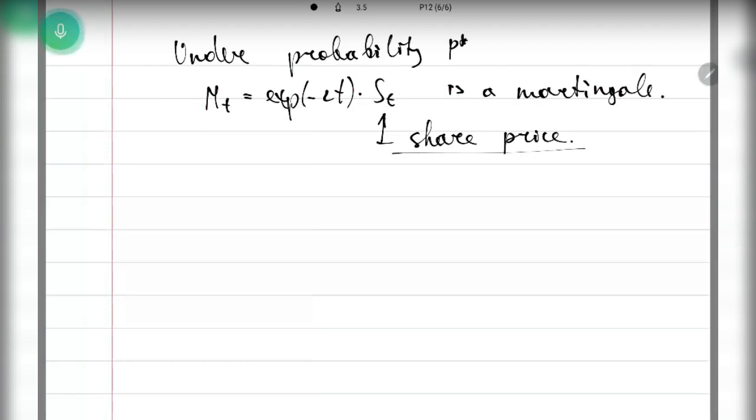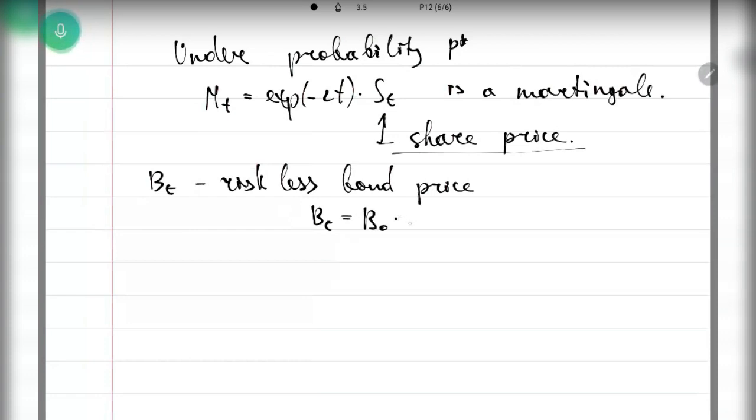Now let's calculate the discount. The discounted bond price: BT is the riskless bond price. Our BT evolves as B0 times exponent RT. So our riskless bond evolves like this. We have B0, this is T, and we have BT, the price of a riskless bond.